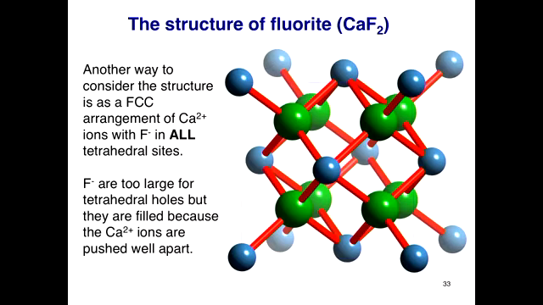Now, what about the fluorides? Well, it turns out we can think about the fluorides sitting in tetrahedral holes. So there's a tetrahedral hole, filled. The one at the back, filled. One over here, filled. All of the tetrahedral sites are filled because there are twice as many fluorides as calciums, and so all of those tetrahedral sites get filled.